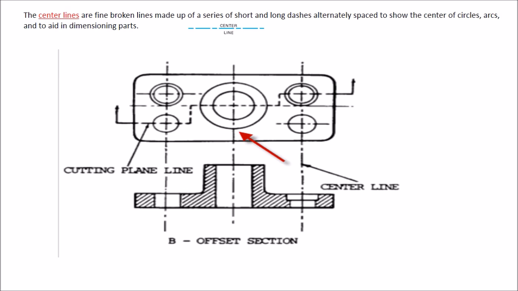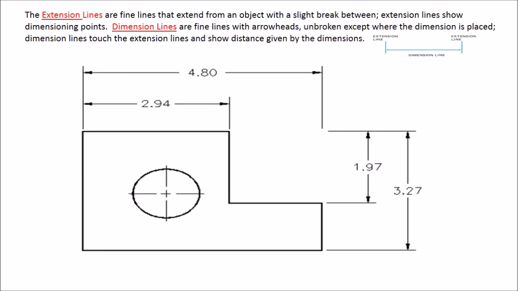Next, we'll discuss the extension line and the dimension lines. The extension lines are lines that extend from the object without touching the object. The dimension lines are fine lines with arrowheads, unbroken except where the dimension is placed. And the purpose of these lines: the extension line shows the dimension points, and the dimension line touches the extension line and shows the distance given by that dimension.